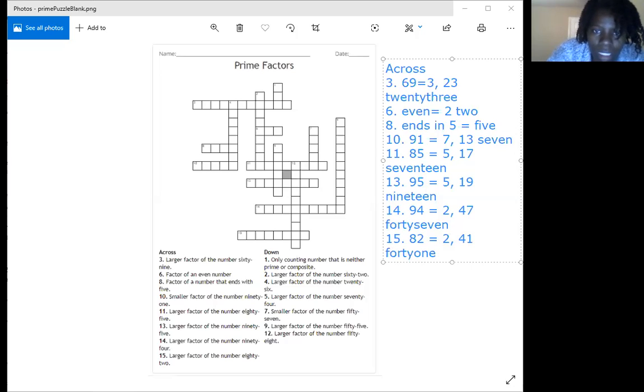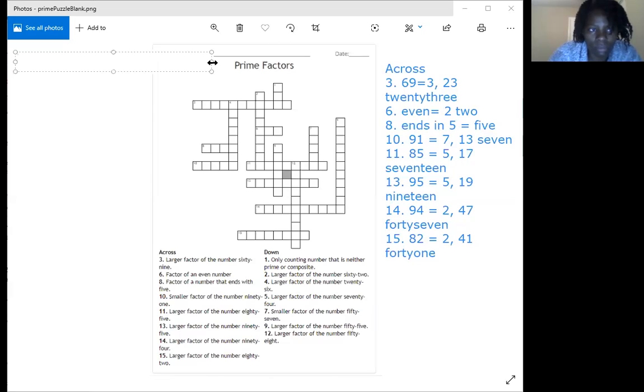Okay, so that is the end of our across section. Now let's go to the down, and I'll just put it on the other side here. And we'll start with 1. And 1 says only counting number that is neither prime or composite.